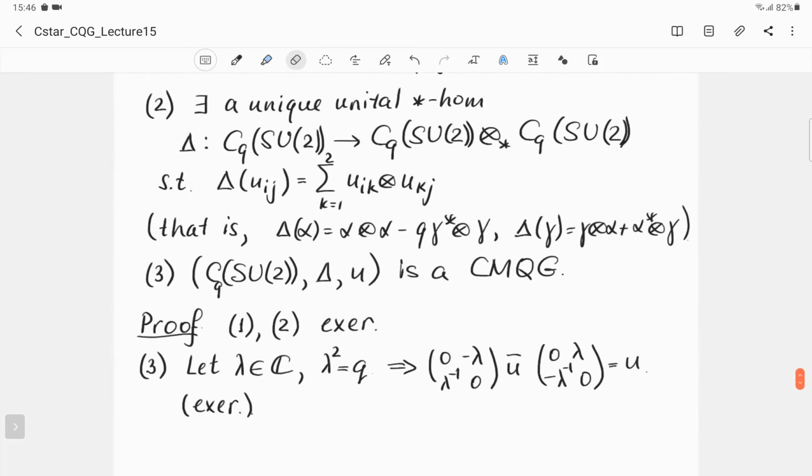Okay. So anyway, I hope this formula is correct. You can easily check this. And obviously, this formula implies that U bar is also invertible. Okay, so the quantum SU2 is indeed a compact quantum group.